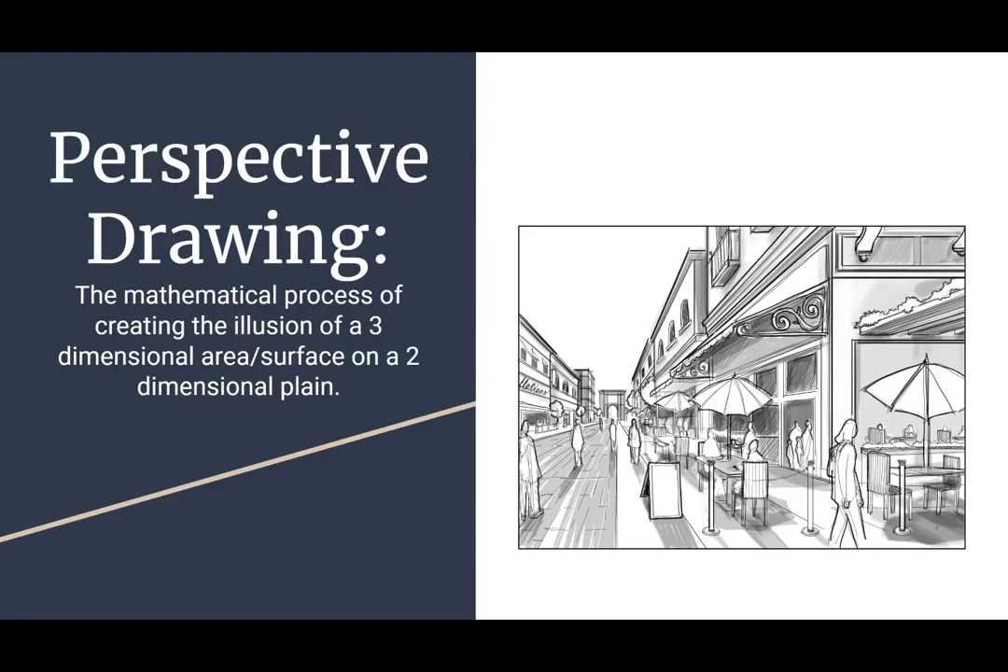Perspective drawing is the mathematical process of creating the illusion of a three-dimensional area or surface on a two-dimensional plane. Look at the image to the right. See how the city street looks realistic. People appear to be walking down the street, sitting at tables, and the buildings appear to be small as they go back into the distance.